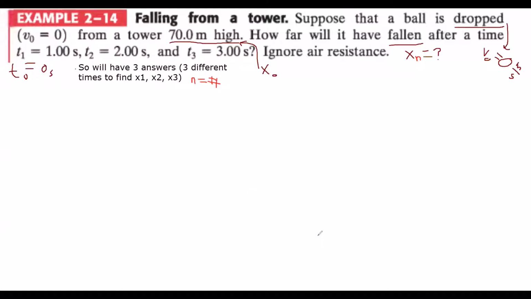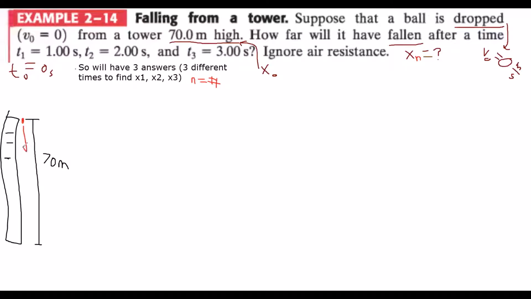So then let's sketch this. You have a tower, which is gonna just look like a box. In mine, I'll put some, those are supposed to be windows. You have a tower, it's 70 meters high. Right? You have your ball, put it in red. Ball, which gets dropped. Intuitively, you know it's gonna go downwards.